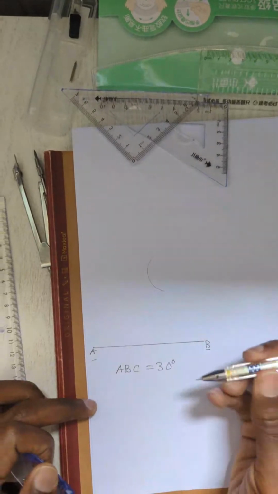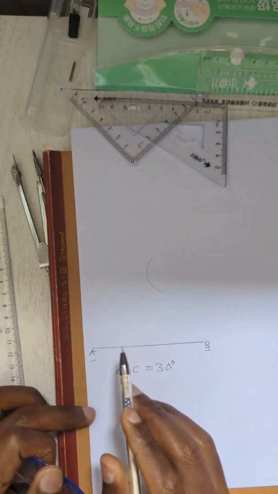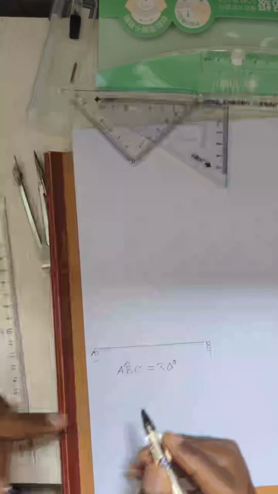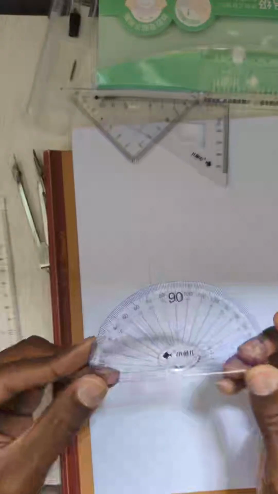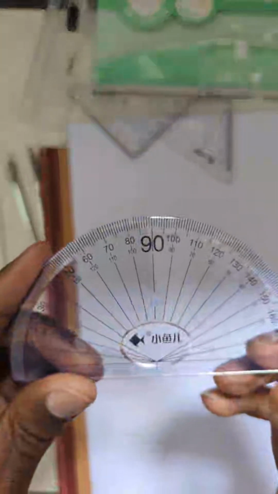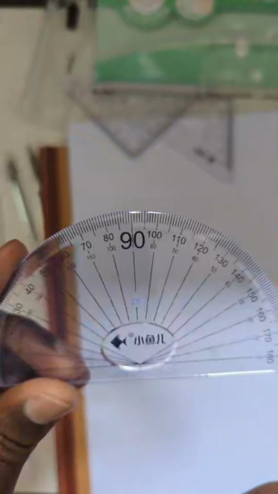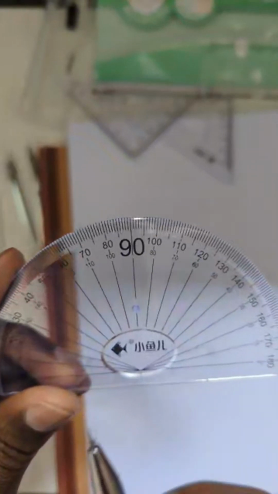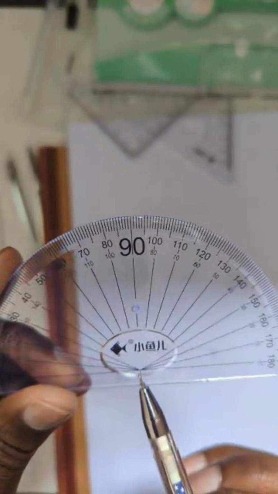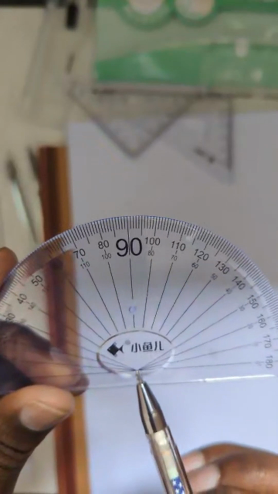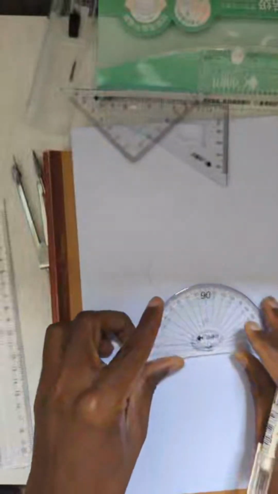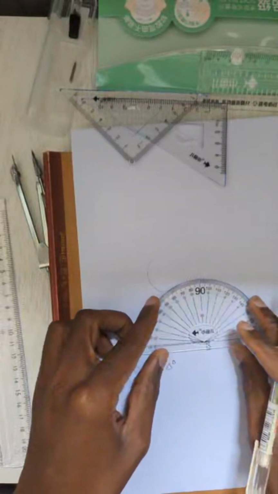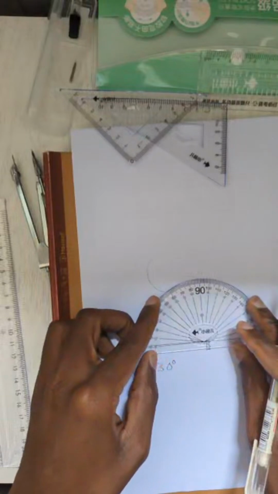Okay, so we want to draw an angle of 30 degrees. You get your instrument here. You have to make sure that where you want to put the angle, it should be here. You see here, there's a line here. So this is the center. You put it nicely like this.